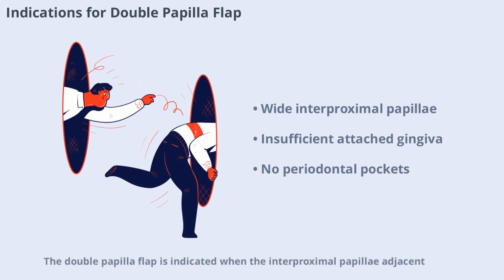The double papilla flap is indicated when the interproximal papillae adjacent to the mucogingival problem are wide enough to provide adequate tissue. It is also suitable when the attached gingiva on an approximating tooth is insufficient for a lateral pedicle flap and when periodontal pockets are not present. These criteria ensure that the flap can be successfully adapted and that healing will proceed without complications.